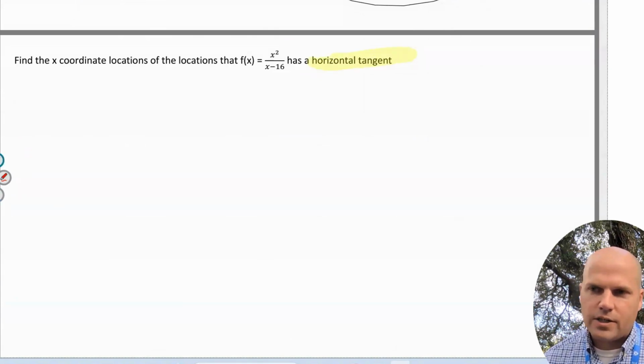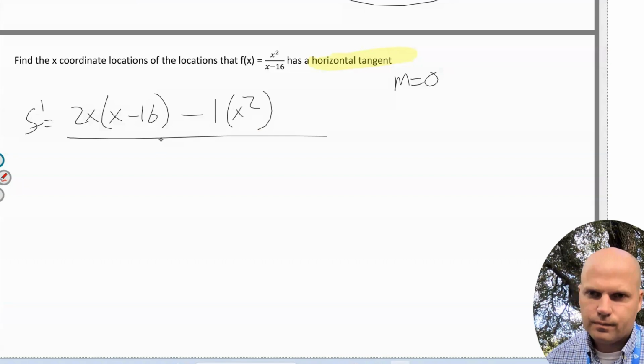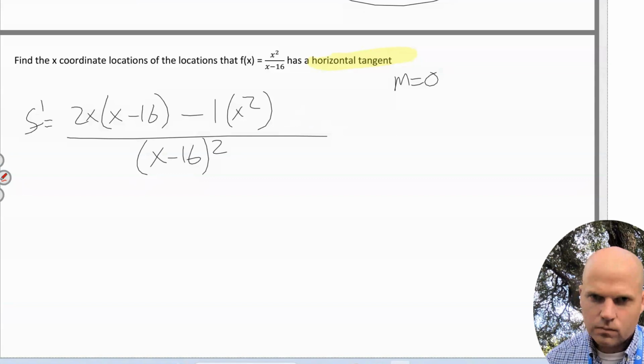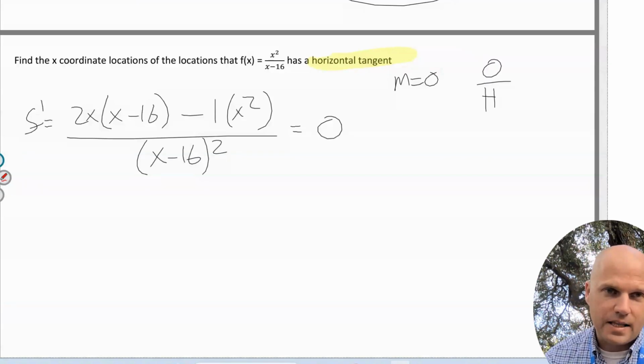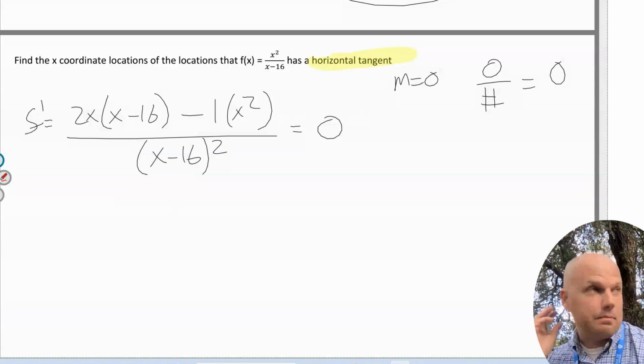Next, what about horizontal tangents? What's so special about horizontal tangents? You know what's so special about horizontal tangents. Their slopes are 0. When will the slopes equal 0? Now, what is so special about the number 0? Well, 0 divided by anything is 0. If you end up with a fraction equal to 0, you don't care about the bottom.